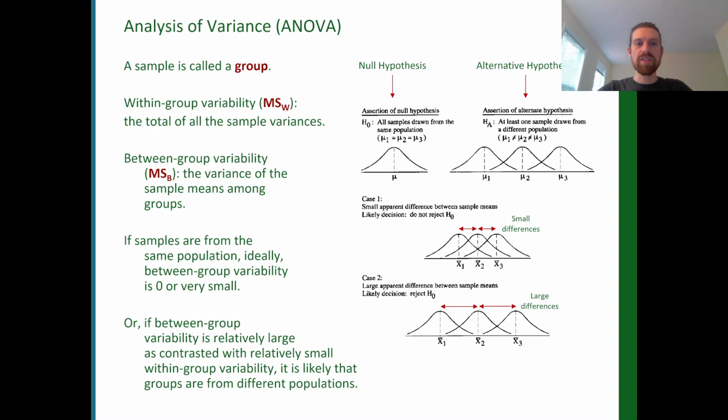So analysis of variance, what does that actually mean? Well, the sample that we have is called a group, so each sample that we've got is called a group, and basically the within group variability is the total of all of the sample variances that we're going to have. Okay, the between group variability is the variance of the sample means among each of the groups. Okay, so the MSW is all of the variance within one sample, whereas the between group variability, the MSB, is between the samples.